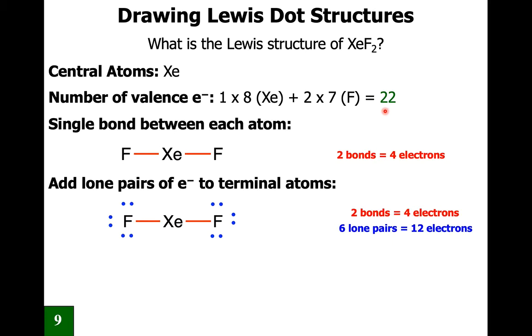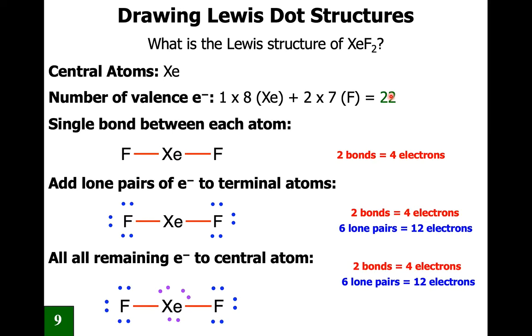That leaves me with 6 unassigned electrons. And what we do is we drop all of those onto the central atom, those extra ones, 2, 4, 6. Xenon's a heavy atom, so it's okay with that. And that's all of our 22 electrons. 4 from 2 bonds, 12 from lone pairs on fluorine, 6 from lone pairs on xenon. Gets us up to a total of 22 total electrons.